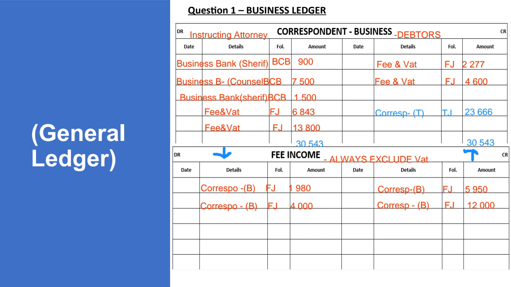Okay. So this one has balanced here, and now the fee income. Let's see, the biggest side, which one is the credit side? The fee income, how much is it? The biggest side is 17,950. That's the biggest side. Balancing is the same way: the biggest side, the biggest side, the biggest side. 17,950.